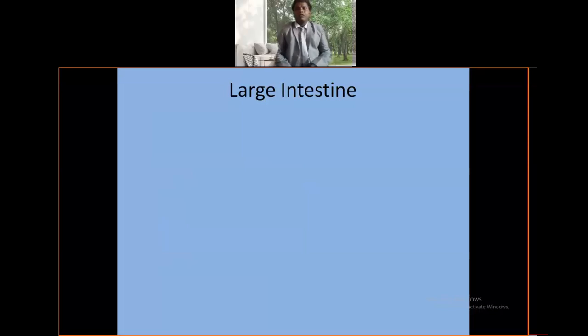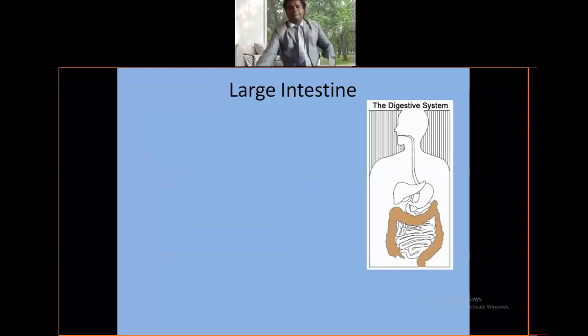Now one more interesting topic, that is called the large intestine. In the diagram, the large intestine parts are in brown color. This large intestine is approximately 1.5 meters long, nothing but about 5 feet. 3 feet is equal to 1 meter. So approximately 1.5 meters, and 1.5 mm diameter also. This is the large intestine.